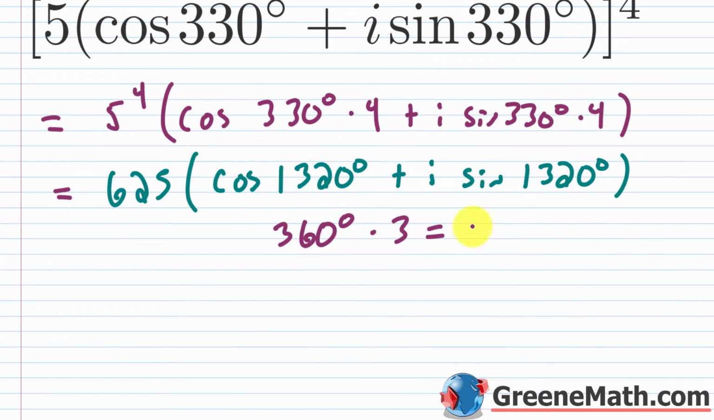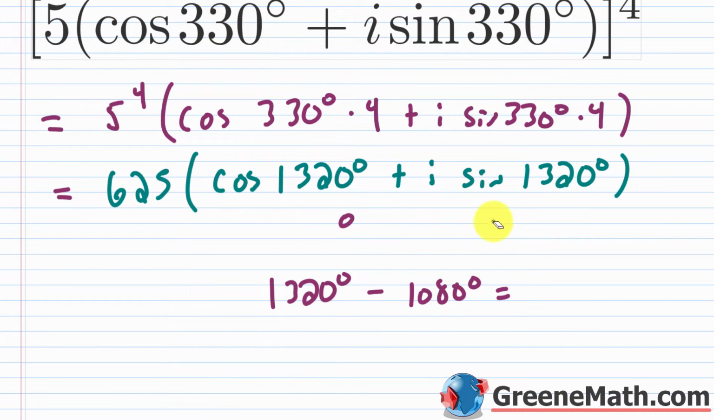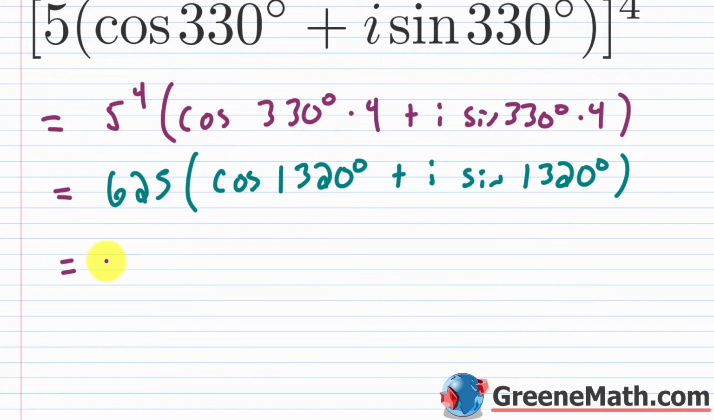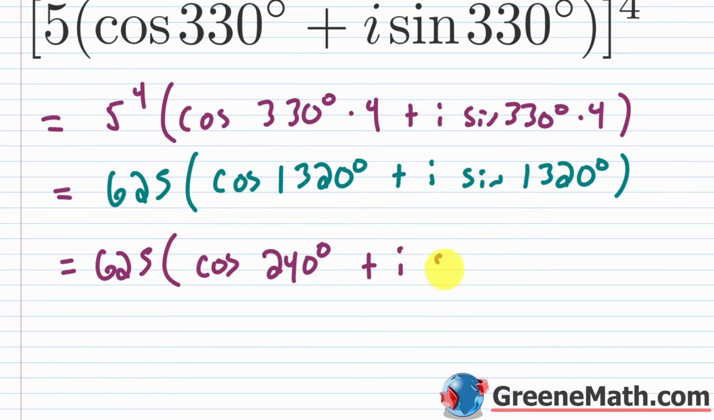360 degrees times 3 would be 1,080 degrees. And I'm going to subtract this away from 1,320 degrees. That's going to give me my coterminal angle. So let me get rid of this and punch this into the calculator, and that's going to give me 240 degrees. So that's my coterminal angle. So let's say this is 625 times the cosine of 240 degrees plus i times the sine of 240 degrees.